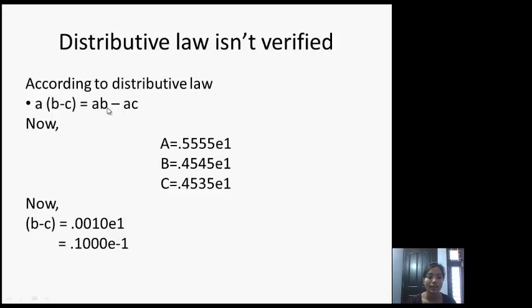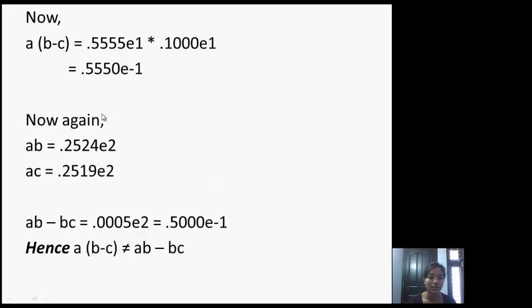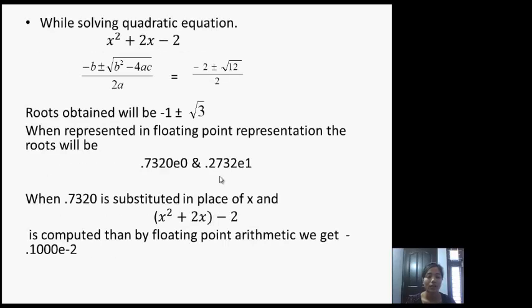Now again, we'll compute the RHS, that is, ab - ac. Our ab will be 0.2524 × 10^2 and ac will be 0.2519 × 10^2. So our RHS will become 0.5000 × 10^1. Here we can see that our LHS, 0.5550 × 10^-1, and RHS, 0.5000 × 10^-1, are not equal. So our distributive law isn't verified.